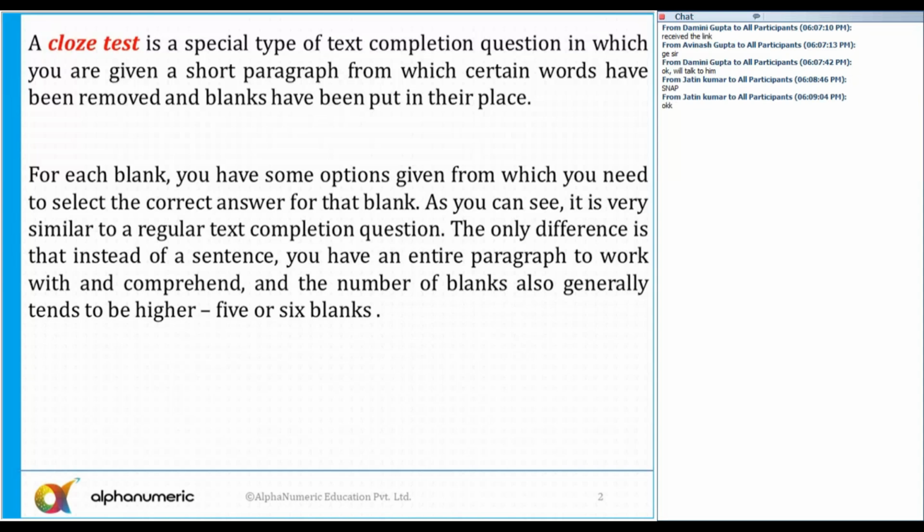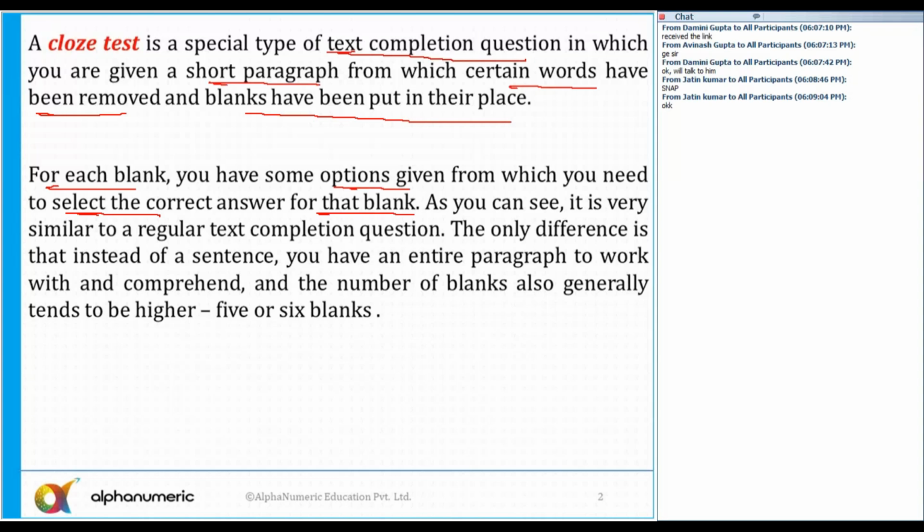So a cloze test is a kind of text completion question in which they will give you a short paragraph from which certain words have been removed and blanks have been put in their place. Okay. So for every blank, they will give you some options, and you will need to select the correct answer for that blank. Sometimes the options are close. That is why I'm saying that they pretty much are like synonyms. Sometimes the options are very close.